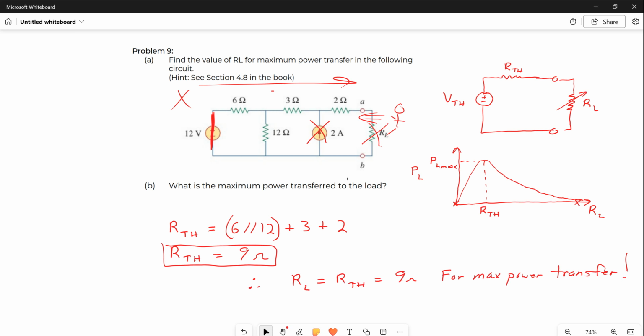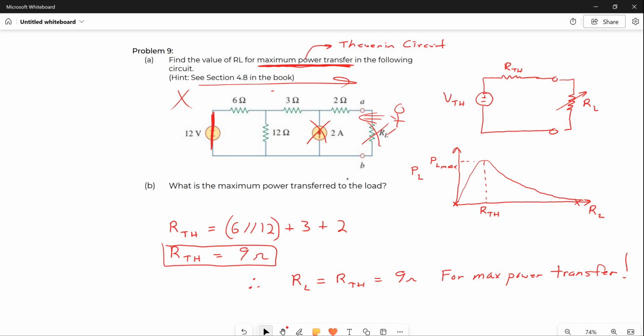For maximum power transfer. A little extra words here to help you out. Anytime you see a problem that says maximum power transfer, anytime you see that wording in a circuit analysis problem, it's a Thevenin problem. You have to convert to a Thevenin circuit.